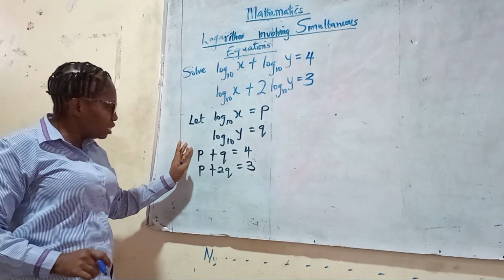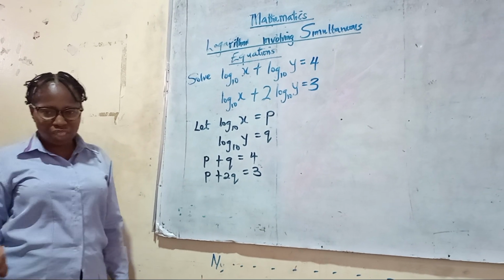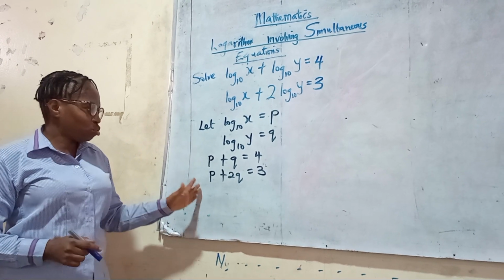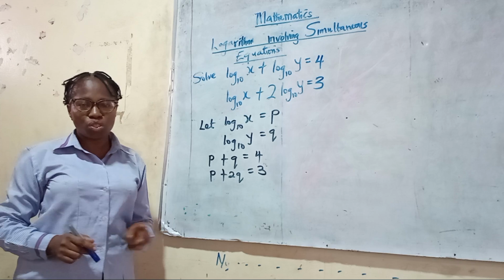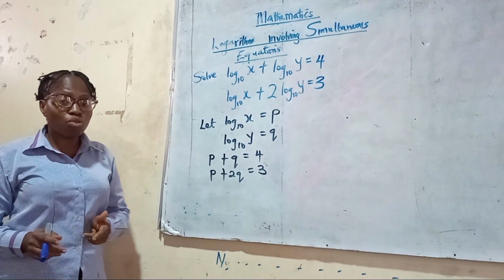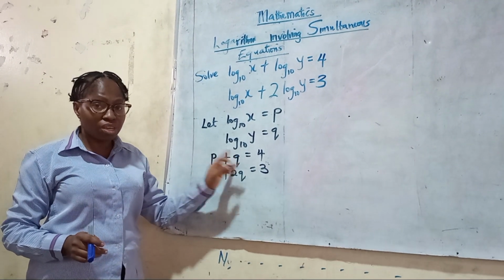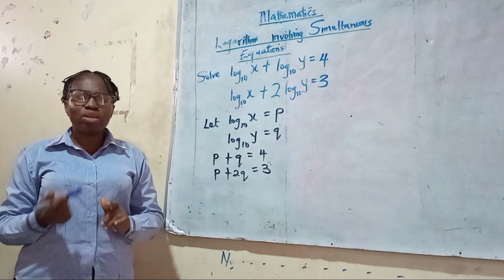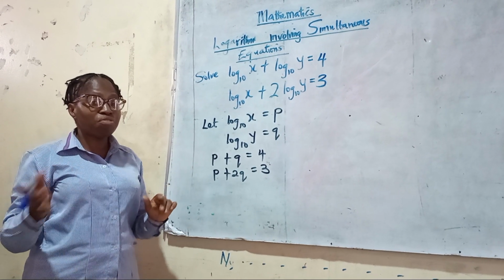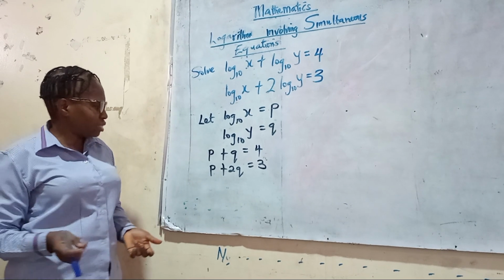We can solve these two equations simultaneously using the elimination method. We can also use the substitution method, but today we want to use the elimination method. Elimination means we need to remove one of the variables. We have two variables here, variable p and variable q. When you want to use elimination, you have to check for whichever of the two variables is convenient for you to eliminate.